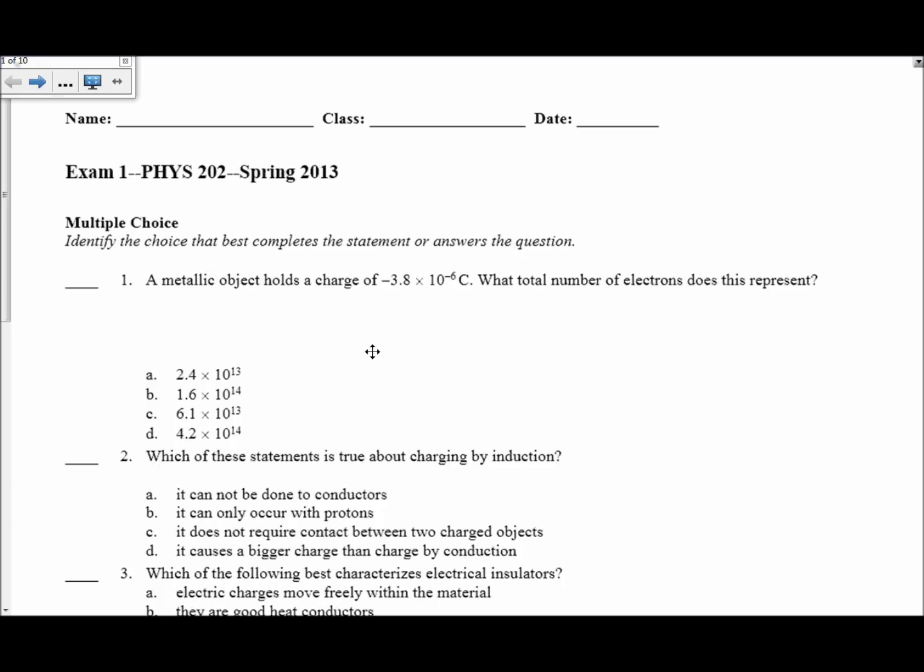A metallic object holds a charge of 3.8 times 10 to the minus 6 coulombs. What number of electrons? So we just say 3.8 times 10 to the minus 6 coulombs, and then 1 electron is 1.6 times 10 to the minus 19 coulombs. And that gives me 2.4 times 10 to the 13. And that's the number of electrons.